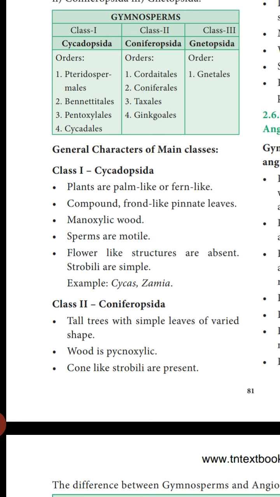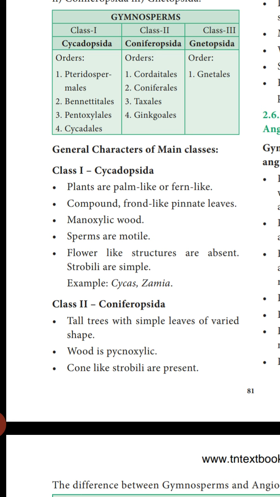So there are two types of leaves, simple leaves and compound leaves. In a simple leaf, on a stalk only one single leaf lamina is present. On a stalk, that is the rachis, if numerous small leaflets are arranged, then it is called a compound leaf. So in the case of Cycas we have compound leaves. Frond means the leaves; we have pinnate leaves. Pinnate means small pinnae, that is, the small leaflets. So compound frond-like pinnate leaves are present.